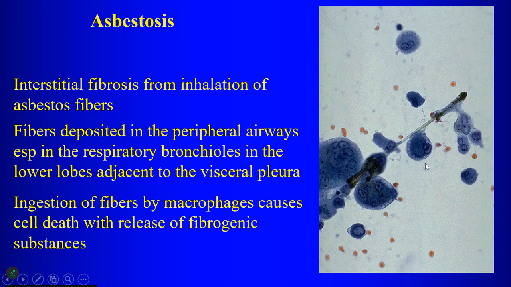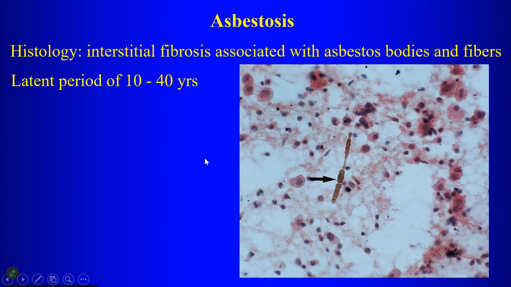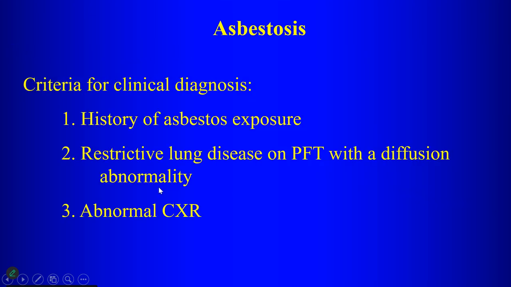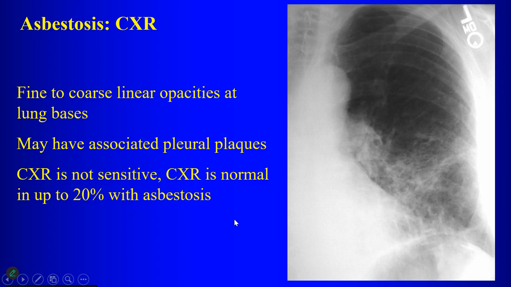Asbestosis is from inhalation of asbestos. The macrophages try to ingest the fibers, they die, and they release their fibrogenic substances and enzymes, and that's what results in fibrosis within the lungs with asbestosis. So on histology, for definitive diagnosis, they actually look for the asbestos fibers. You want a history of asbestos exposure, restrictive lung disease, abnormal chest X-ray, or abnormalities on the CT. But of course, you want the history of asbestos exposure.